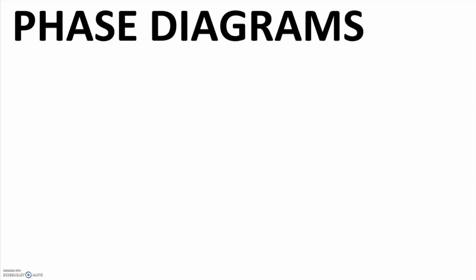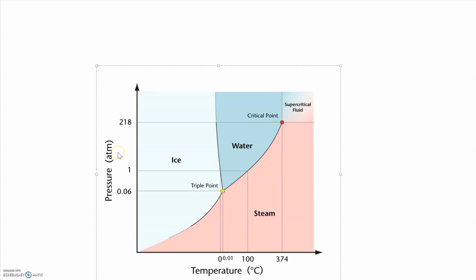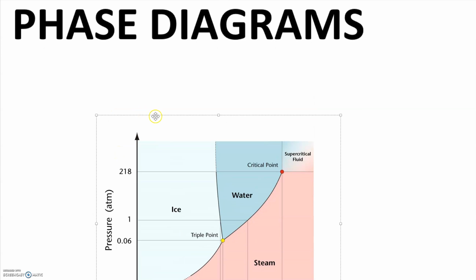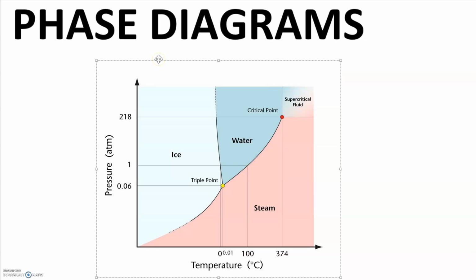So how do we get to this set of conditions where all three states of matter can exist at once? We're going to look at something called a phase diagram. It looks like this. Let's bring this up here a little bit so we can see better what's going on. So here's what a phase diagram is telling us.